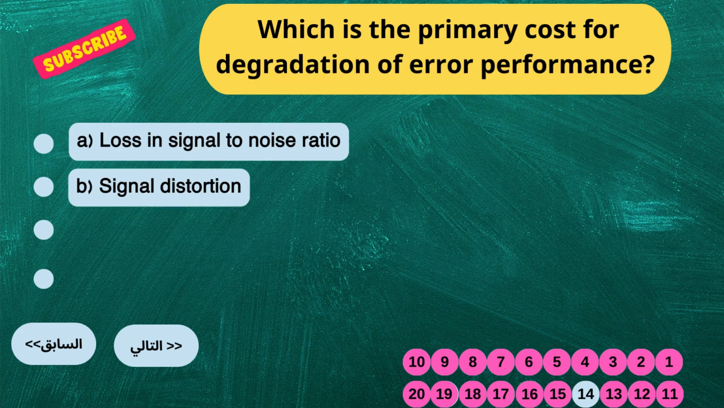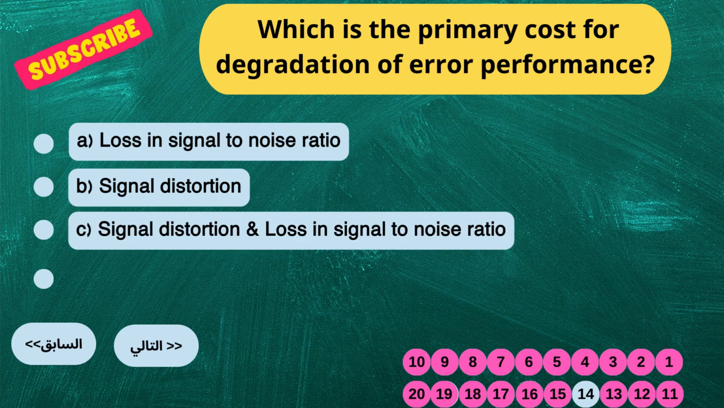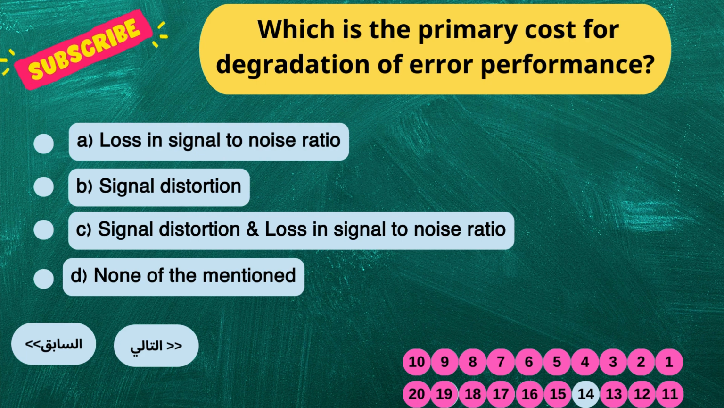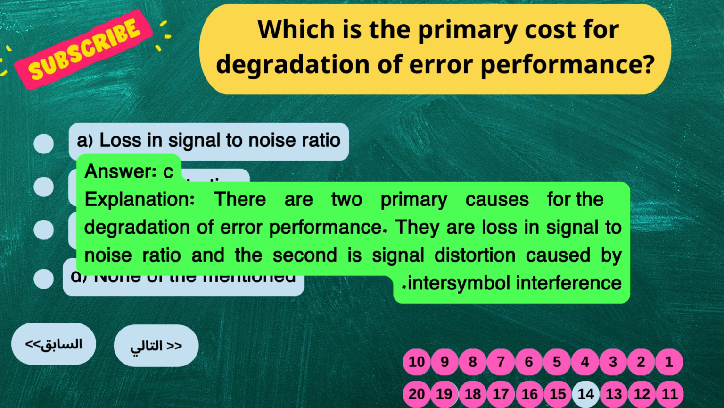Which is the primary cause for degradation of error performance? A. Loss in signal-to-noise ratio. B. Signal distortion. C. Signal distortion and loss in signal-to-noise ratio. D. None of the mentioned answer. Answer C. Explanation. There are two primary causes for the degradation of error performance. They are loss in signal-to-noise ratio, and the second is signal distortion caused by intersymbol interference.